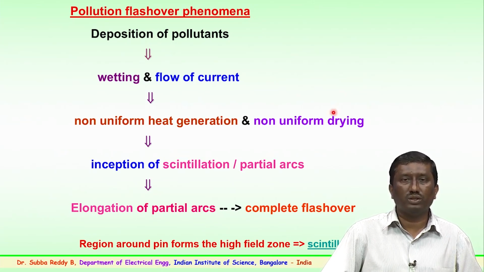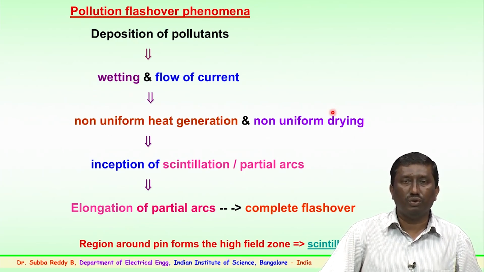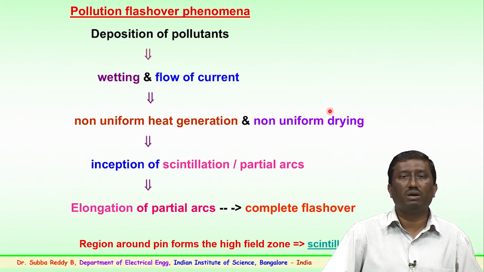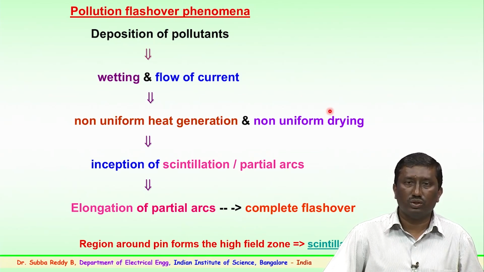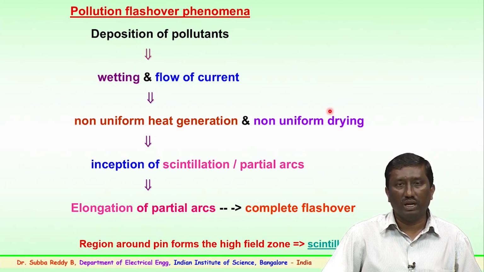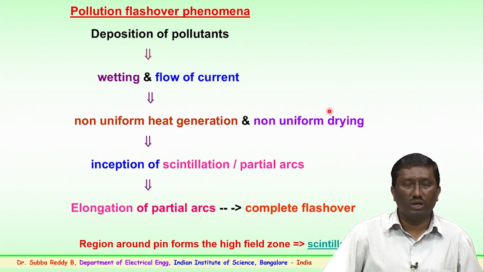The pollutants or contaminants collected on the surface are not uniform in nature. Because of the wind flowing in a particular direction, the contaminants accumulated on the surface are not uniform. Some areas could have more, some areas very little, and in some areas of the insulator no pollutants may be deposited at all.